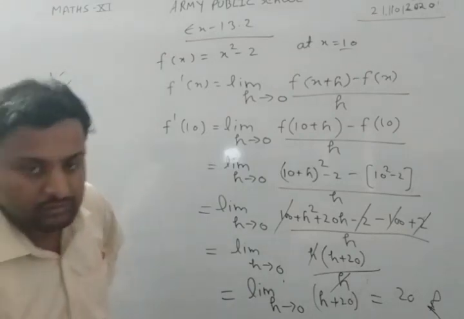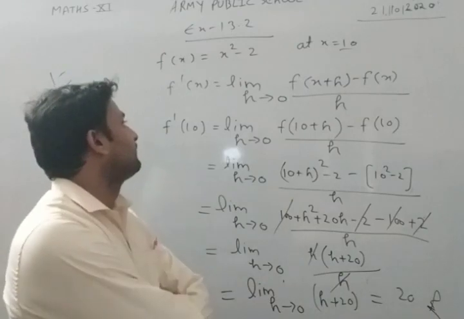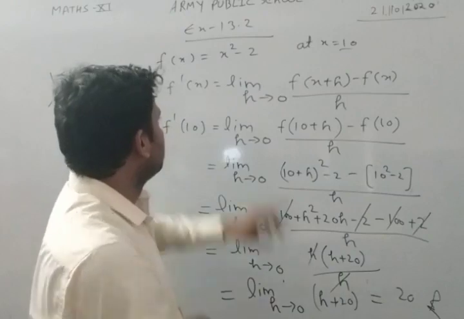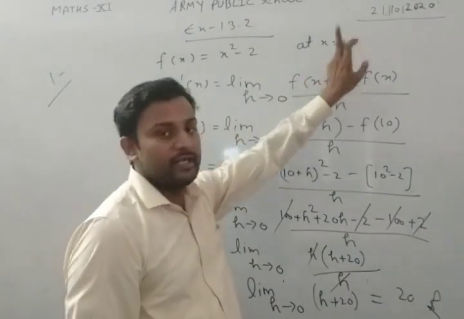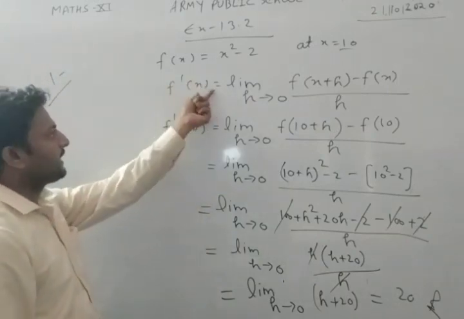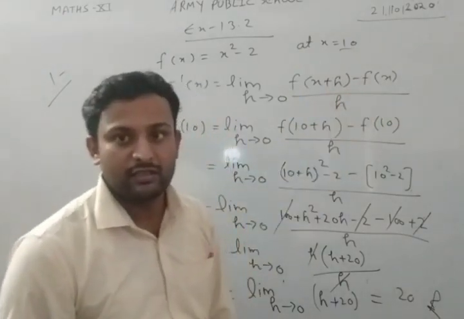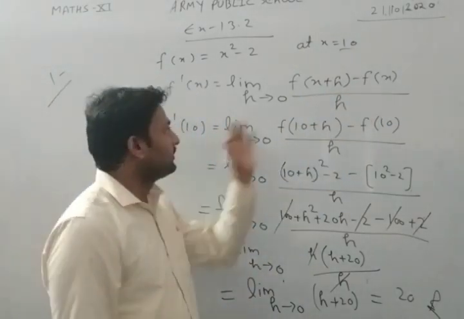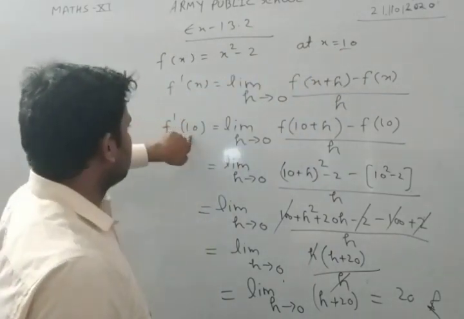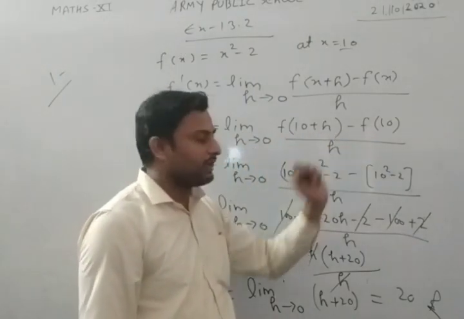So look what we have done here in this question. Our f(x) is x square minus 2, and we have to find the value of the derivative of this function at the point 10. So what we have done, we have taken the formula f dash x, limit h tends to 0, f(x plus h) minus f(x) by h. Now we put the value of x, which is 10. So we get f dash 10, limit h tends to 0, f(10 plus h) minus f(10) by h.